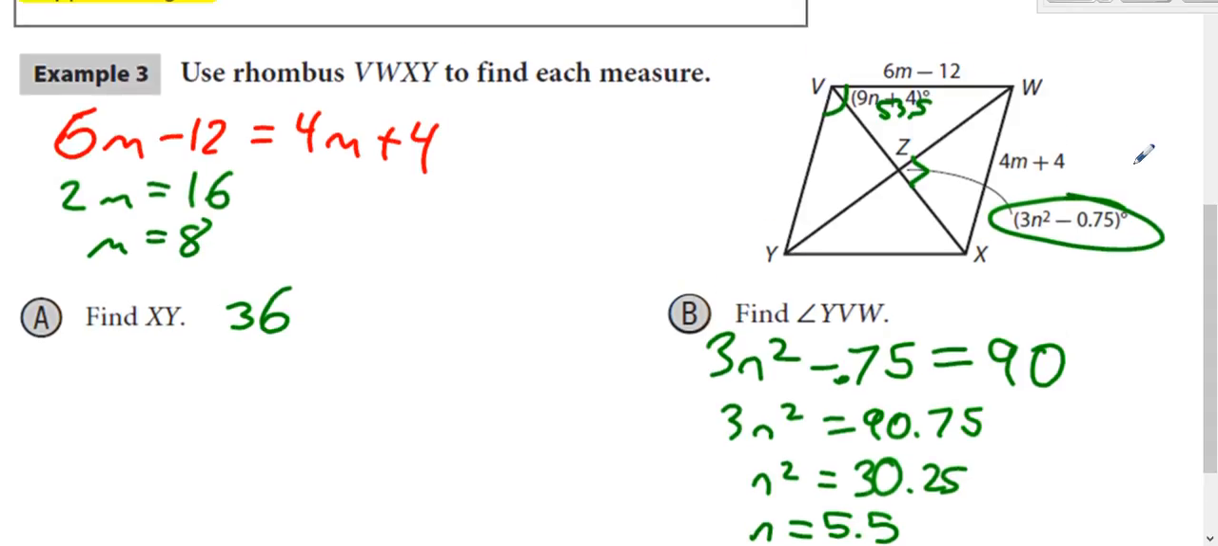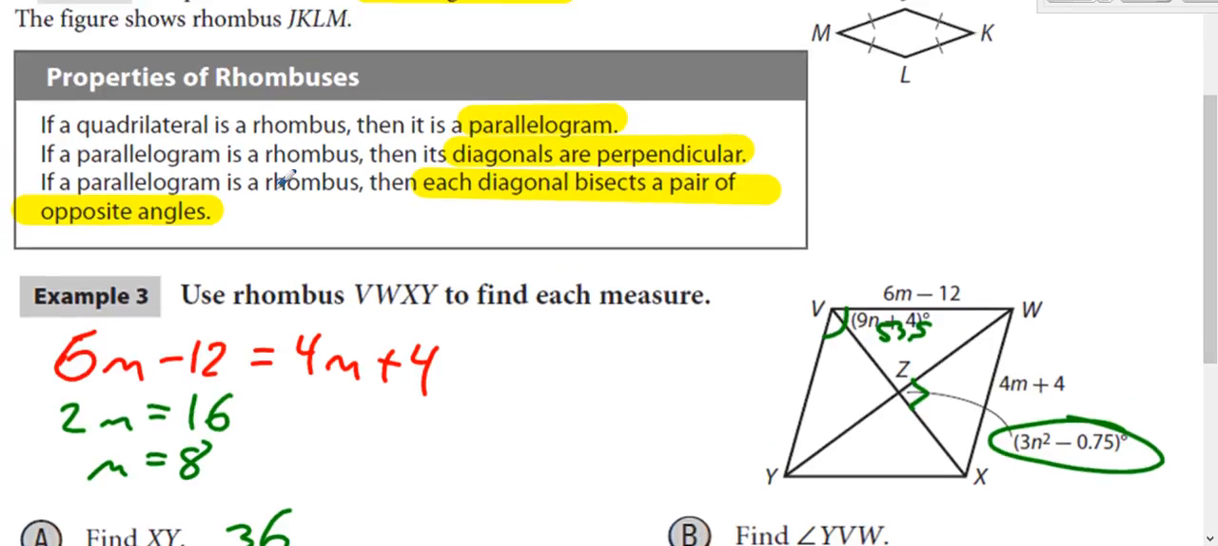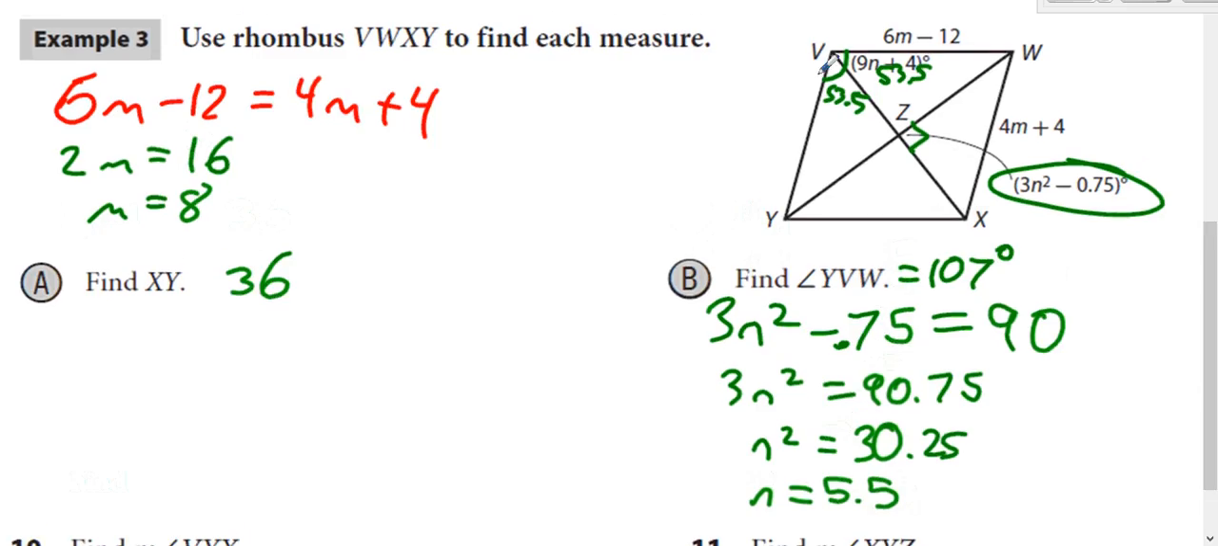But that's not the angle we're asked about. That's only half of it. We know it's exactly half because the diagonals bisect the angles. The diagonals are angle bisectors. So if this is 53.5, so is the other side of the diagonal. We just have to do 53.5 times 2, and that will give us the entire angle measure we want. So times 2, you get 107 degrees. So we had to use a couple properties. Diagonals are perpendicular. Also, diagonals are angle bisectors.